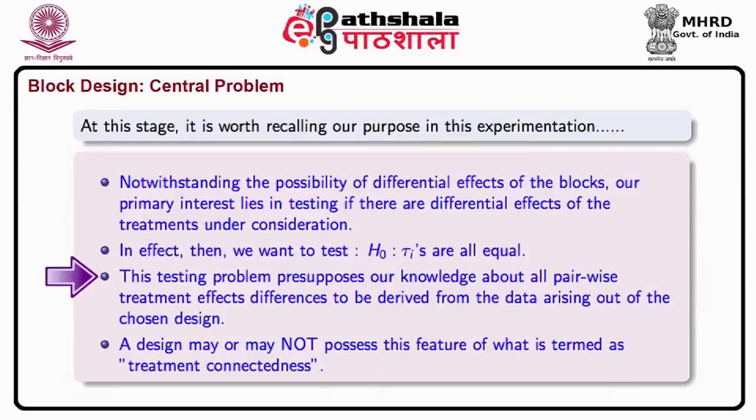This testing problem presupposes our knowledge about all pairwise treatment effects differences to be derived from the data arising out of the chosen design. Whenever we say tau i's are all equal, that amounts to tau 1 minus tau 2 equal to 0, tau 1 minus tau 3 equal to 0, all pairwise treatment contrasts testing equal to 0. To test that, we need to have estimates. It presupposes that all pairwise treatment effect differences are being estimated from the data.